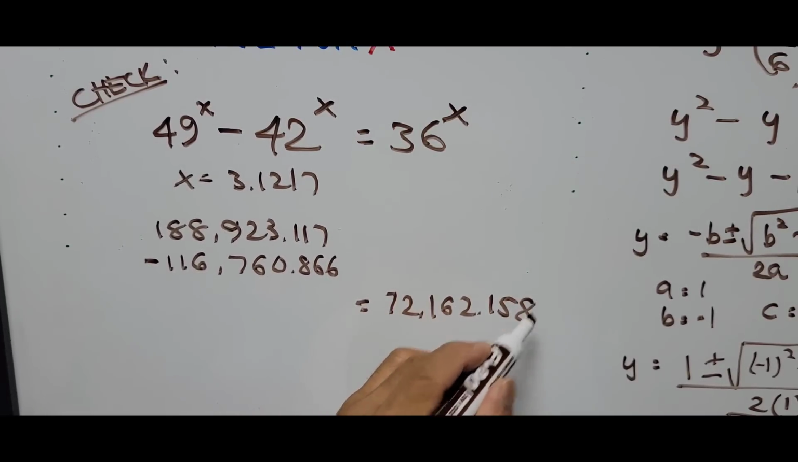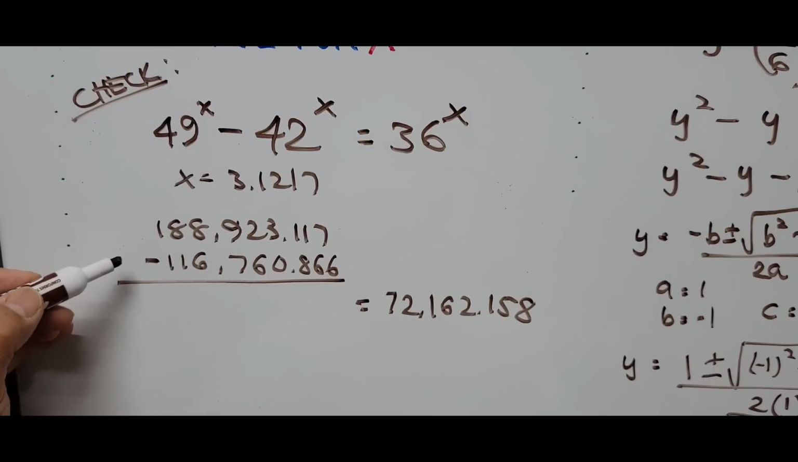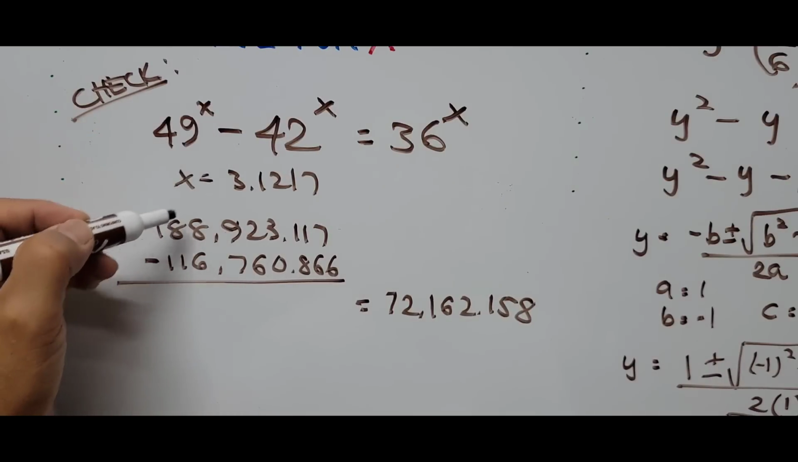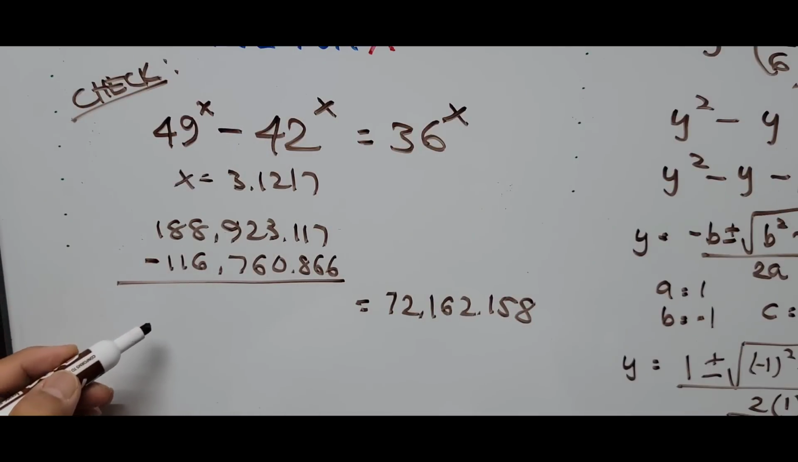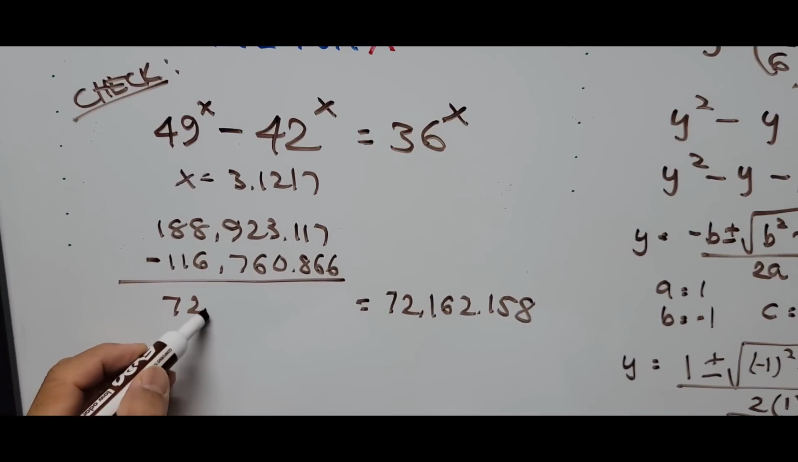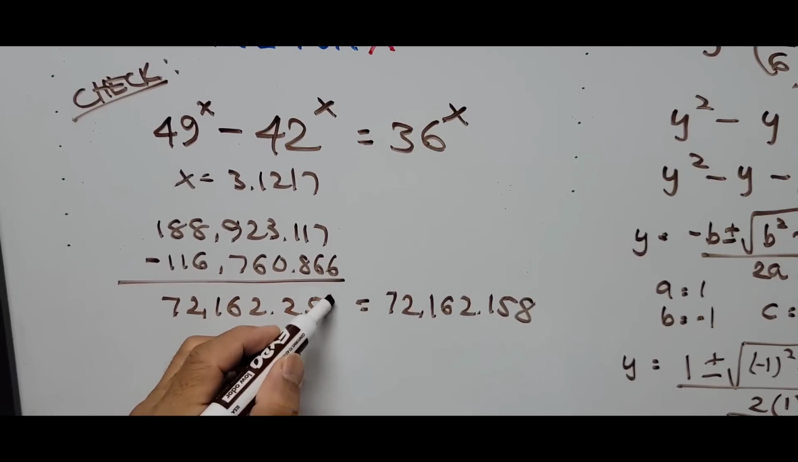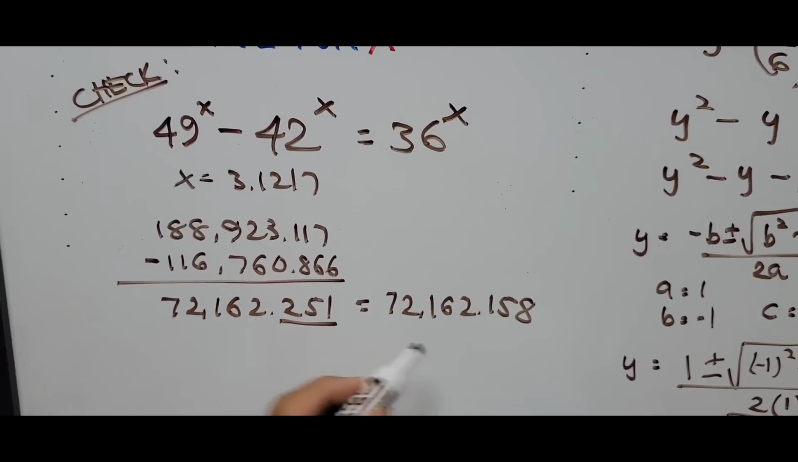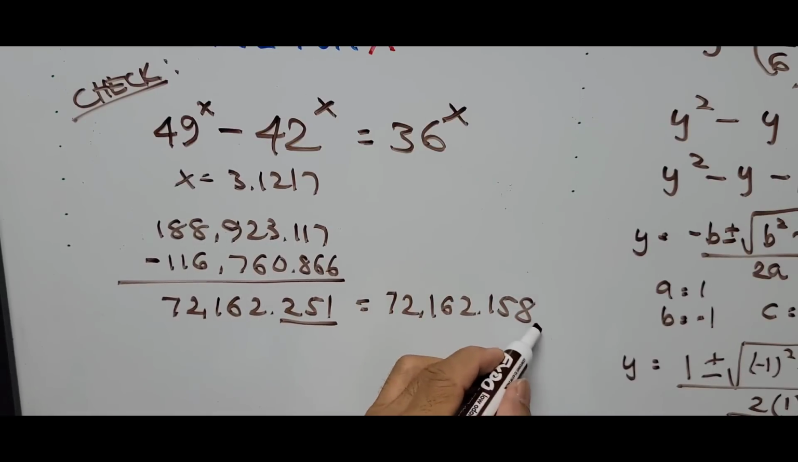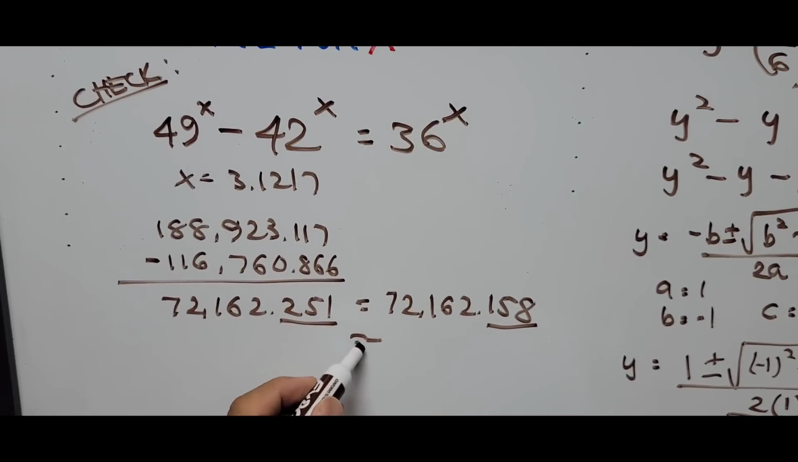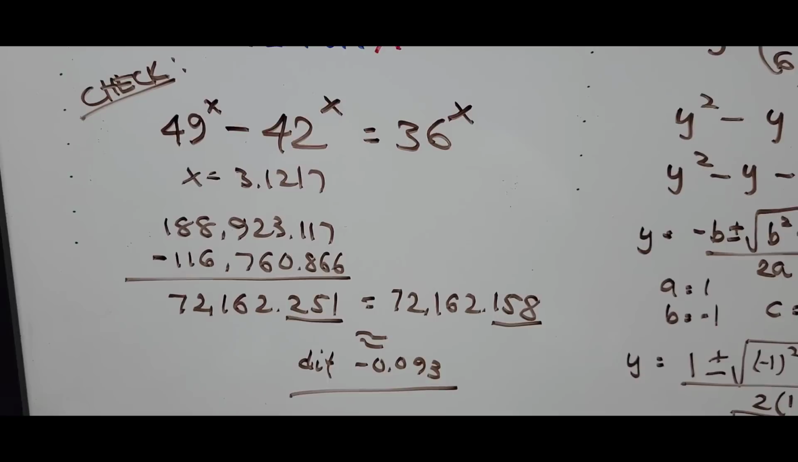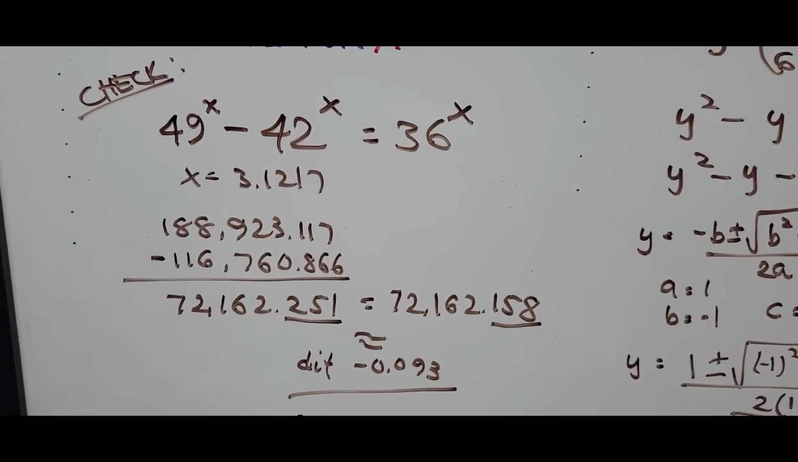And in here, subtracting these values, 49^x minus 42^x, the difference is 72,162.251. So you got the difference right here, 251 versus 158. So this is approximately equal to the right side, with a difference of negative 0.093. All right, and that difference is due to the rounding off of numbers.